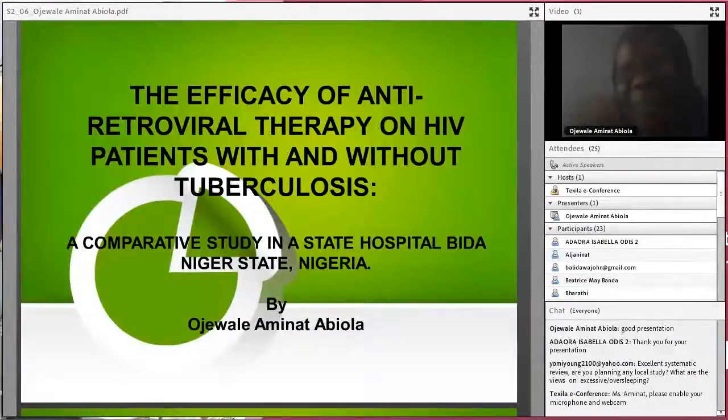I'm Ojewale Aminat Abiola from Nigeria. The title of my work is The Efficacy of Antiretroviral Therapy on HIV Patients with and without Tuberculosis: a Comparative Study in a State Hospital, Bida, Niger State, Nigeria.